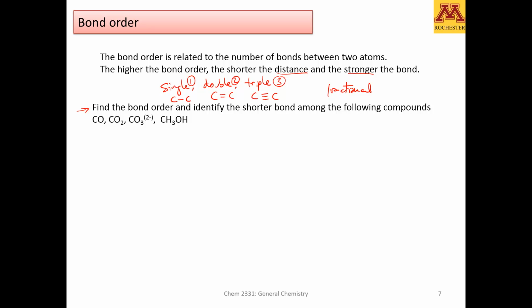We need to be able to draw the Lewis structures, so I will not stop at each of the steps to build the Lewis structure. I trust that you can do that on your own. That is why we are going kind of fast. Hopefully you can practice on your own. So let's see how the structure of carbon monoxide affects the bond order.